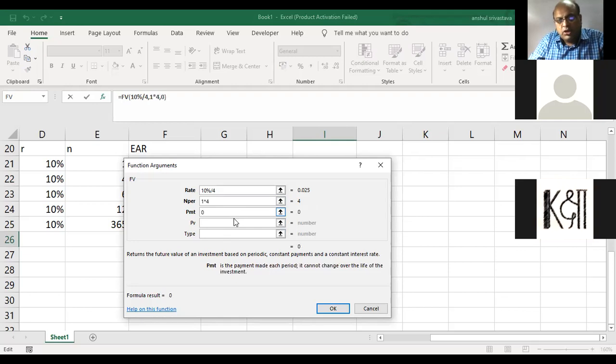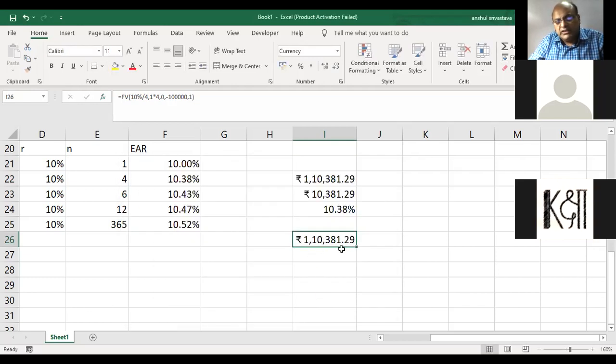PMT is 0. PV is minus 1 lakh. I invested 1 lakh rupees, so minus 1 lakh. And type is, it doesn't matter in this case, 0 or 1, whatever I take. So the future value is 1,10,381.